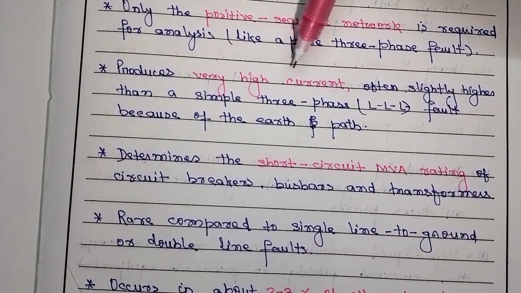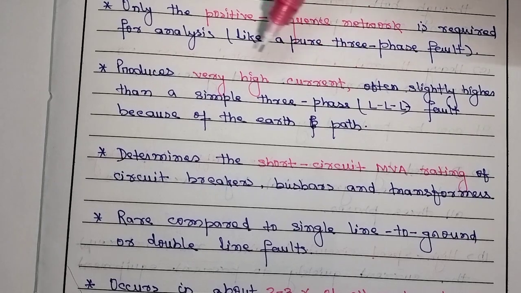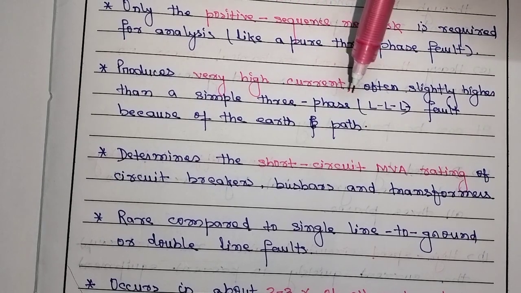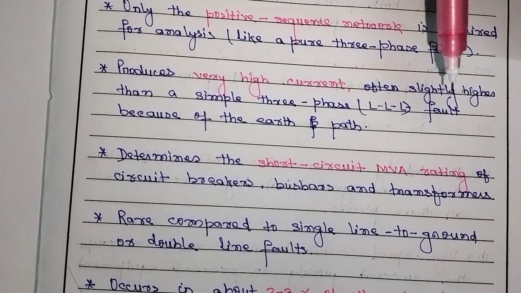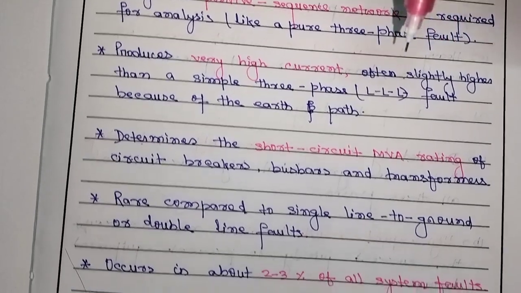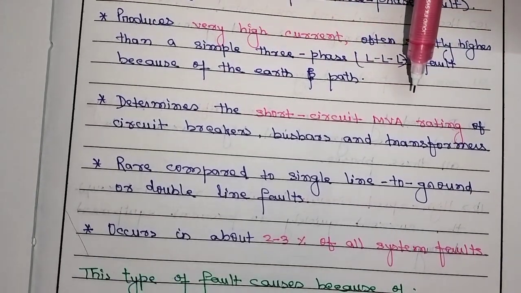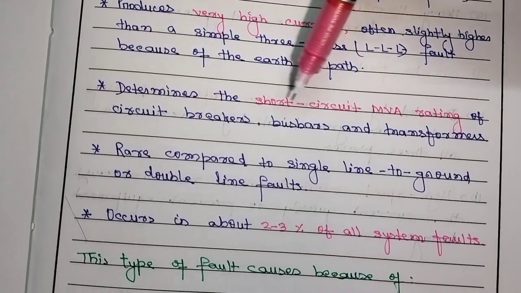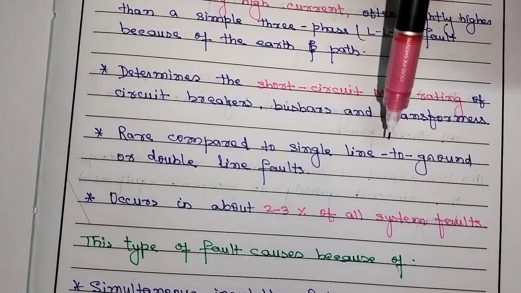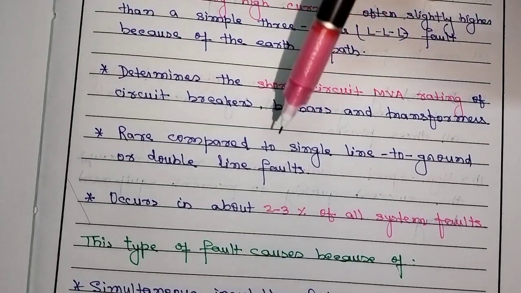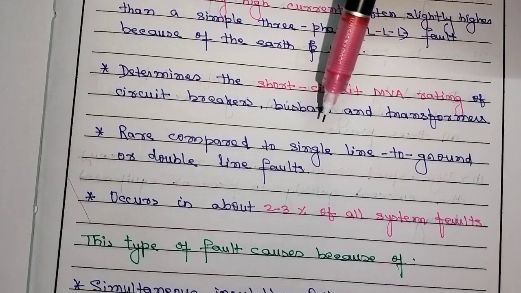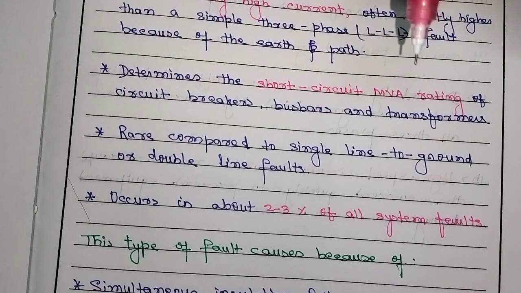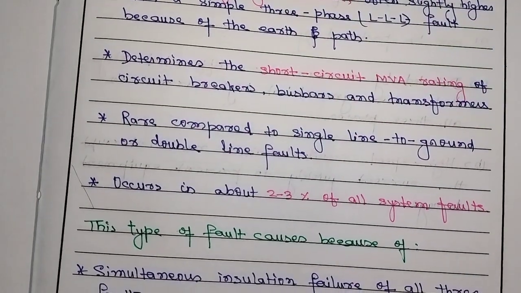It produces very high current, often slightly higher than a simple three-phase fault because of the earth path. It determines the short circuit MVA rating of the circuit breakers, bus bars and the transformers. Already we have discussed this point. It is rare compared to the single line to ground or the double line to ground fault. It occurs very rarely, whenever the three lines get touched and the fault occurs. It accounts for 2 to 3% of the system faults.